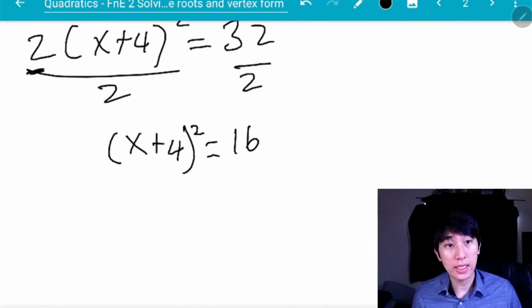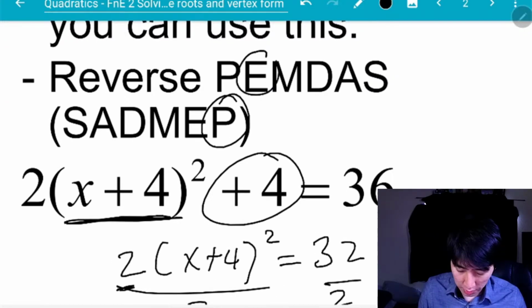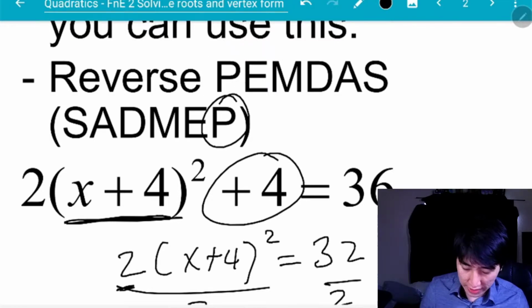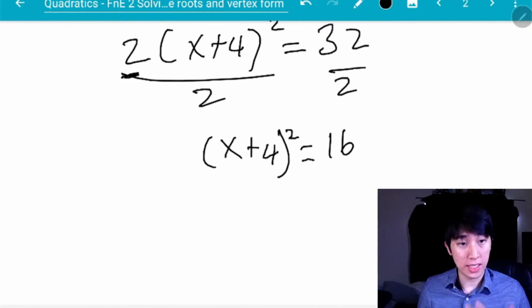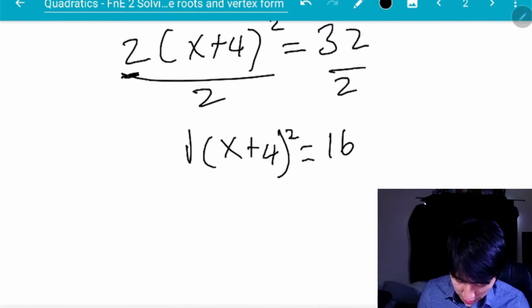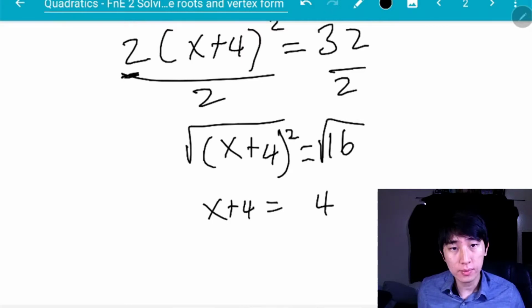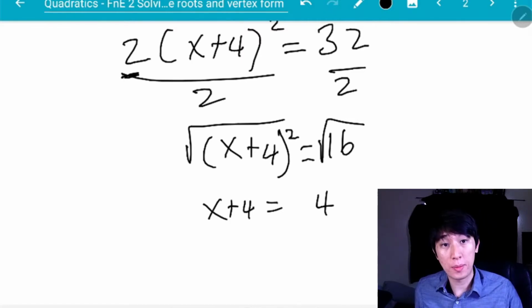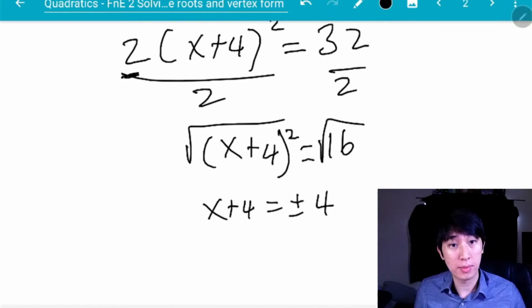Now we're going to get rid of our squared, because according to reverse PEMDAS, we get rid of exponents first, and then finally we get rid of my parentheses. The way we get rid of my squared is we square root both sides. That's what we talked about last lesson. So we square root both sides, and we're left with x plus 4 equals the square root of 16, which is 4. One thing you have to remember is whenever you square root both sides, we have to make sure we include my plus or minus symbol.